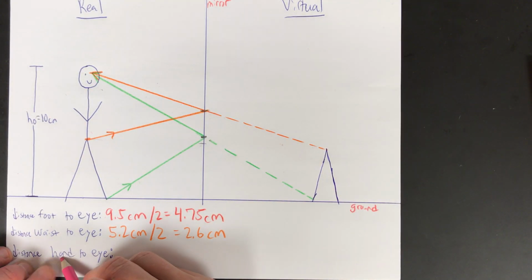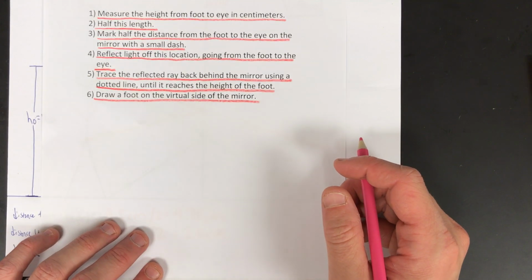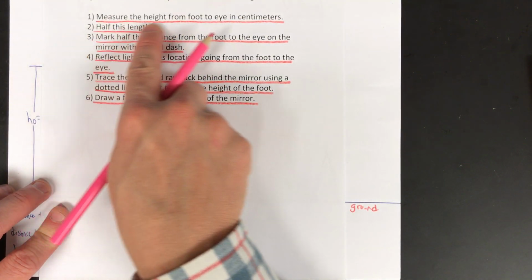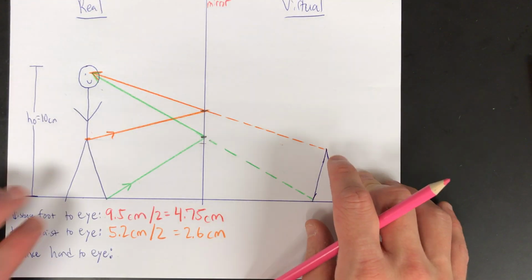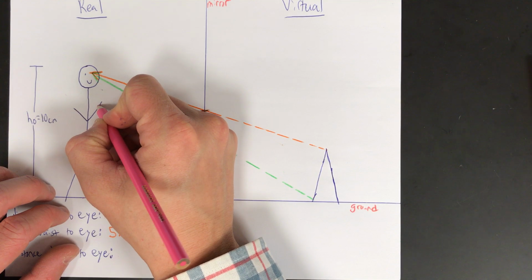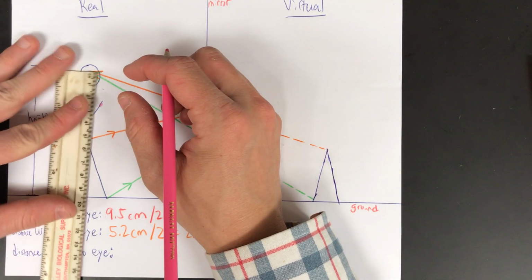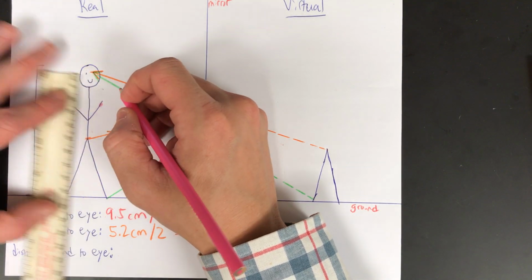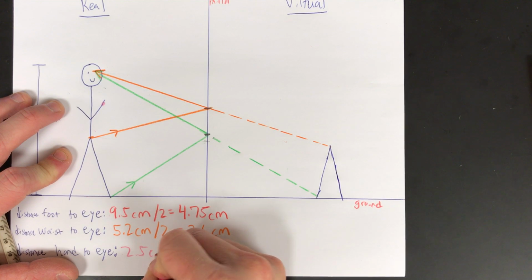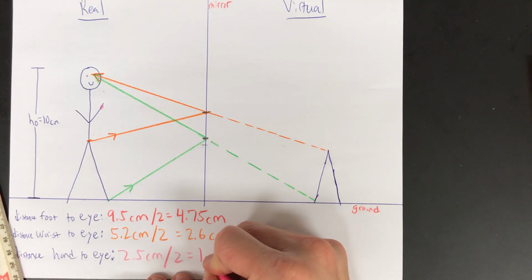Okay, so last, we're going to do one more object. We're going to show how light goes from the hand to the eye. All right, so step one, measure the height from the hand now to the eye in centimeters instead of the foot. So here's the hand, we'll say it's right there, and we'll measure the distance from the hand up to the eye. Use your own distance, not mine. I get about 2.5 centimeters. You make your own measurement though. If you use my measurement, you're gonna mess something up.